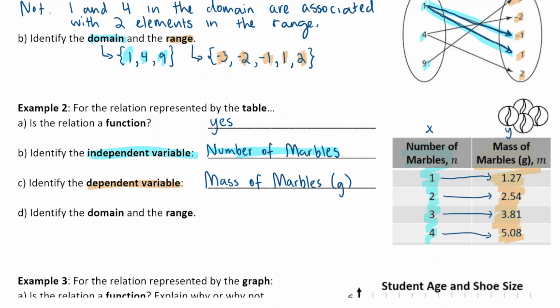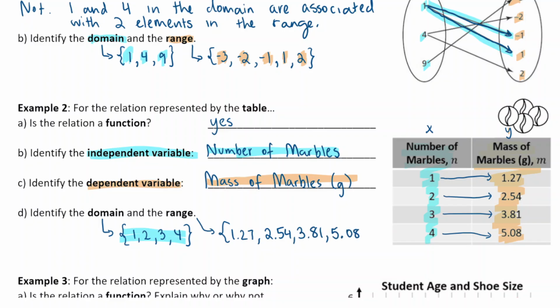Okay, for domain and range, slightly different. We're just describing exactly what elements are part of each set. So for the domain, again, I'm going to look at the blue numbers there, and I'm going to list them out. So 1, 2, 3, and 4, and you want to use those braces to complete your list. And for the range, I'm looking at the numbers on the right, 1.27, and just listing them out. 2.54, 3.81, and 5.08.